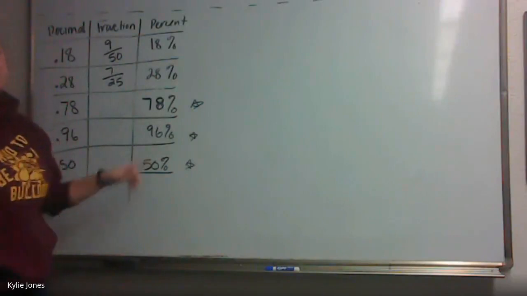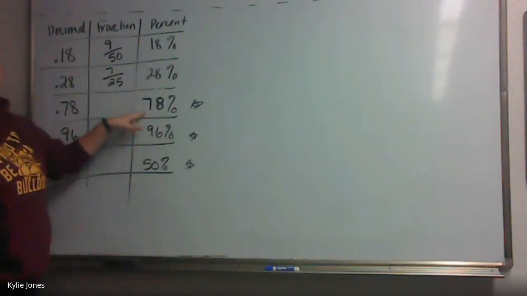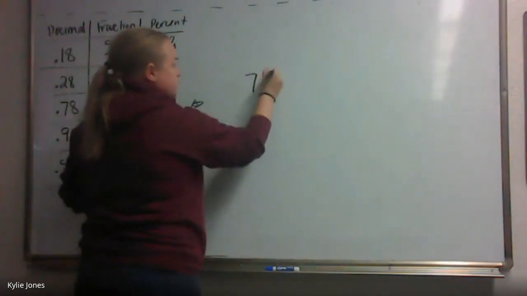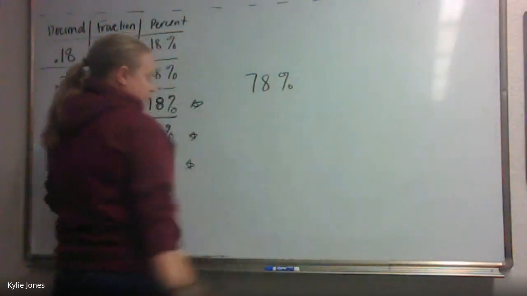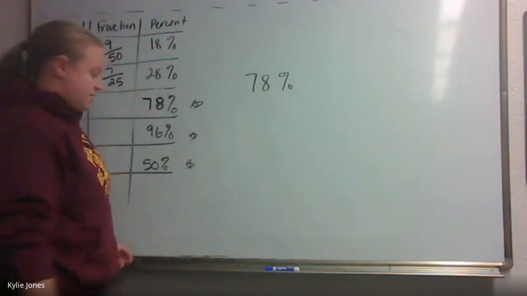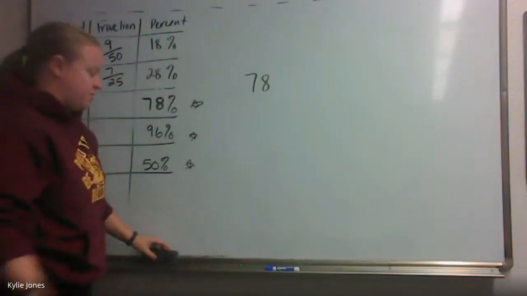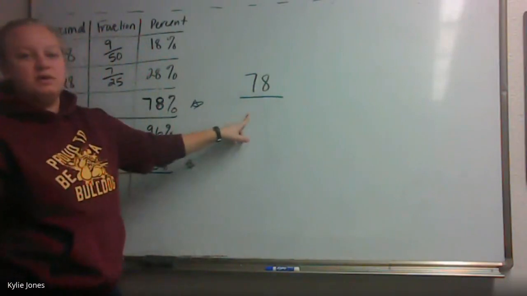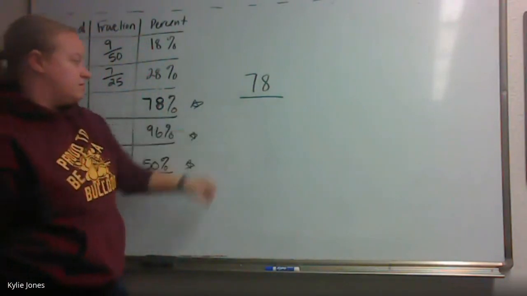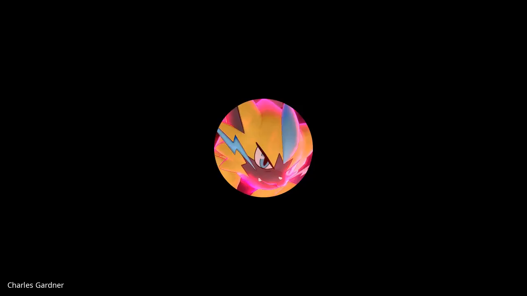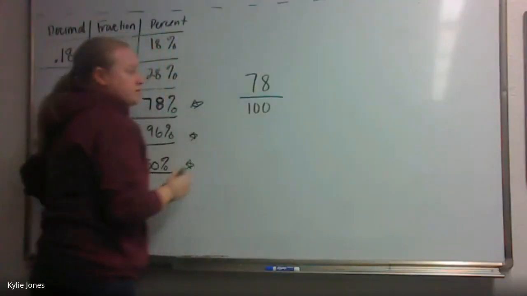So let's start with 78%. We're gonna take this percent and change it to a fraction. With this number, 78%, what's the first thing I need to do? Get rid of the percent. You don't need it anymore. Now to change it to a fraction, what number do I need to put underneath it? 100. Good. 78 over 100.